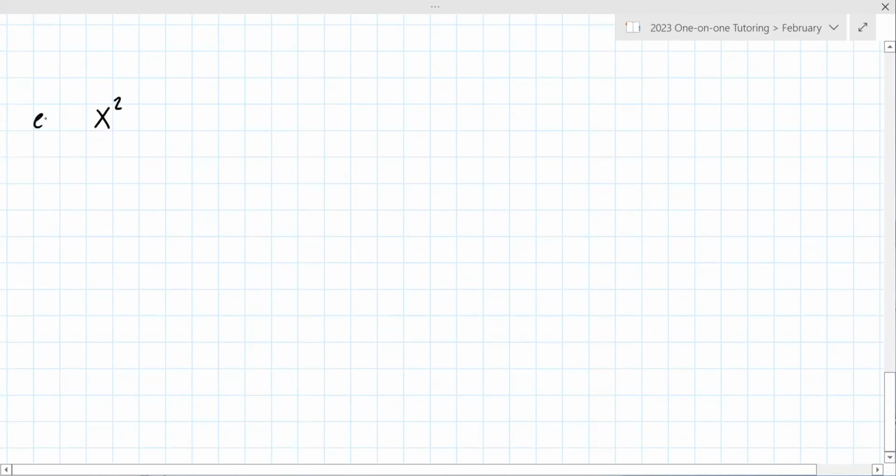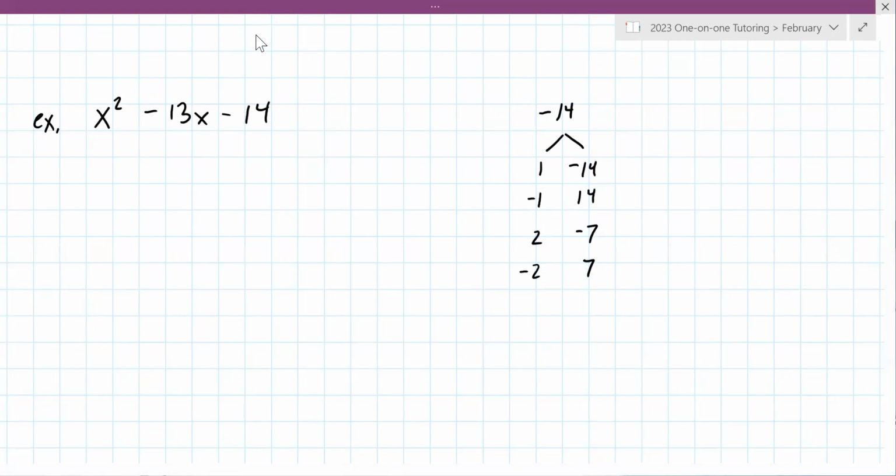So let's try an example here. X squared minus 13x minus 14. So this time the two numbers have to multiply to minus 14. This is what you were just asking me about. It's like, okay, it's 1 and minus 14, or it's minus 1 and 14. 2 and minus 7, minus 2 and 7. And this time they have to add up still to that middle number, but this time it's minus 13. Okay, so which in this list would do that?